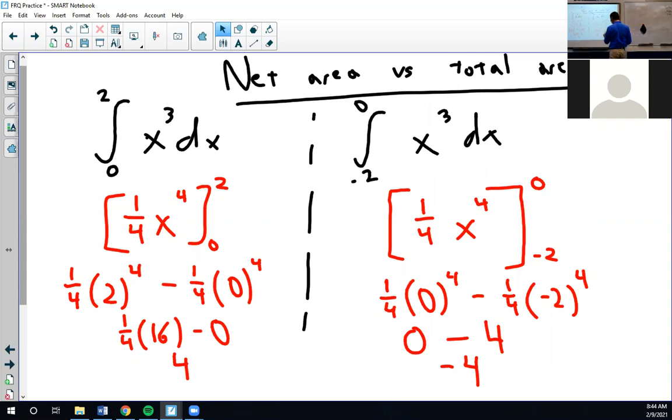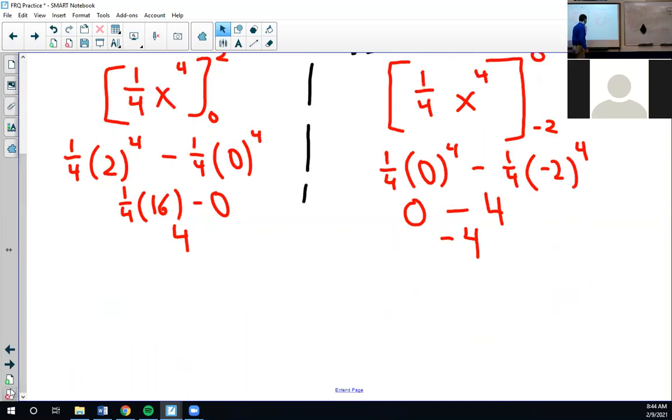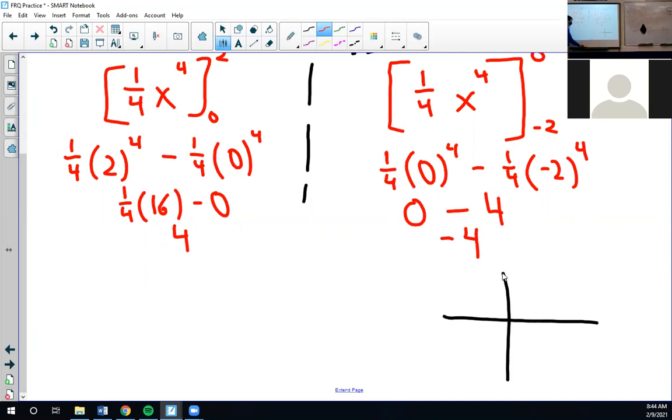Well, think about what the graph of x cubed looks like. X cubed looks something like this. And so think about what's the difference between what's happening from 0 to +2 and then what's happening from -2 out to 0.